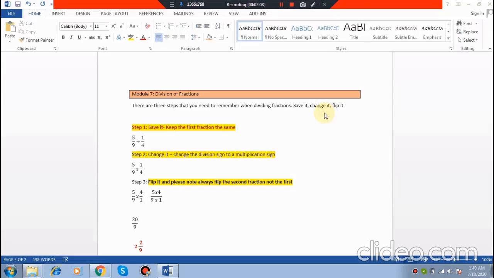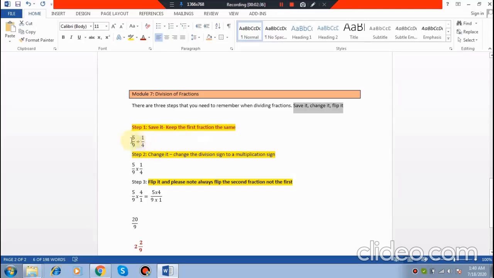So when we look at division of fractions, there are 3 steps that you need to remember when dividing fractions, and these are: save it, change it, flip it. What do they mean by this? Save it, change it, flip it. Now let's go into broader detail. Step 1, save it: keep the first fraction the same.